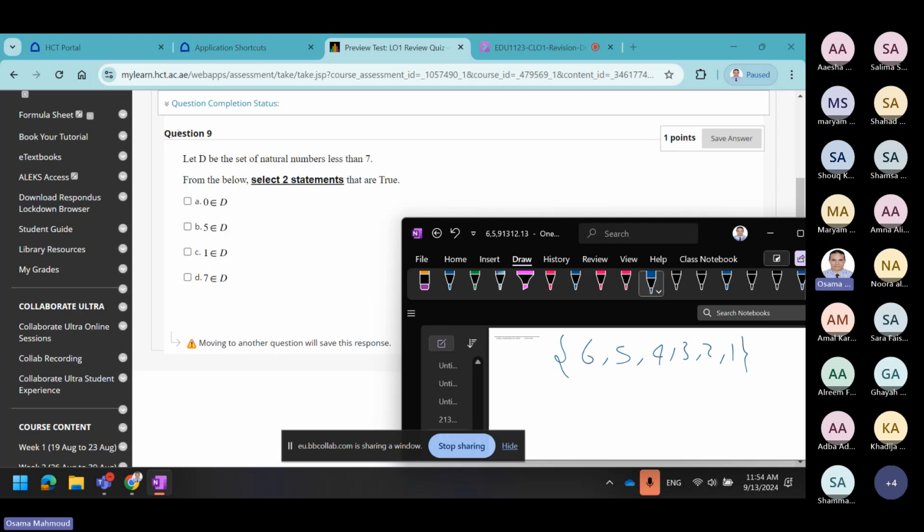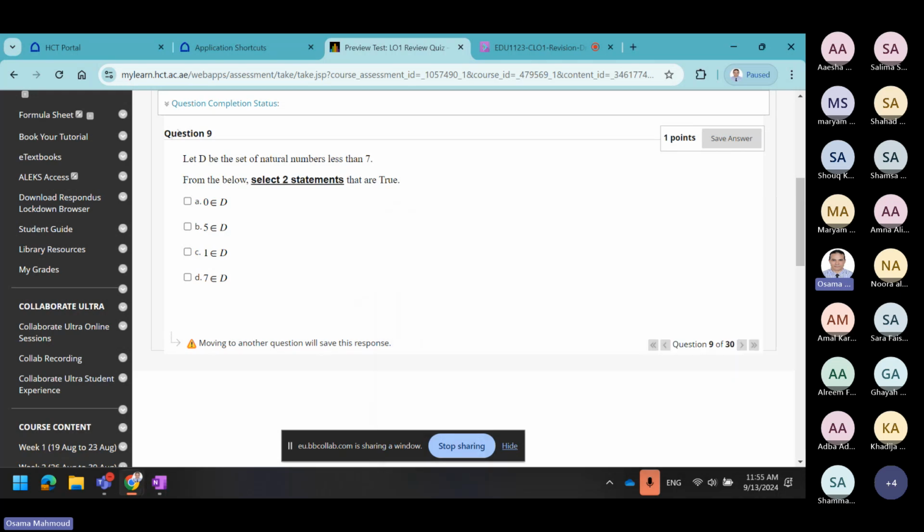So what is the correct one here? 1 belongs to D? Yeah. Okay. 5 belongs to D? Yes. So this is the only correct answer. But 0 is not natural from the beginning, right? 7 is not included because he said below, less than 7. If he said less than or equal, yes, I would get 7 in D. But he said only less. So be careful with this one.